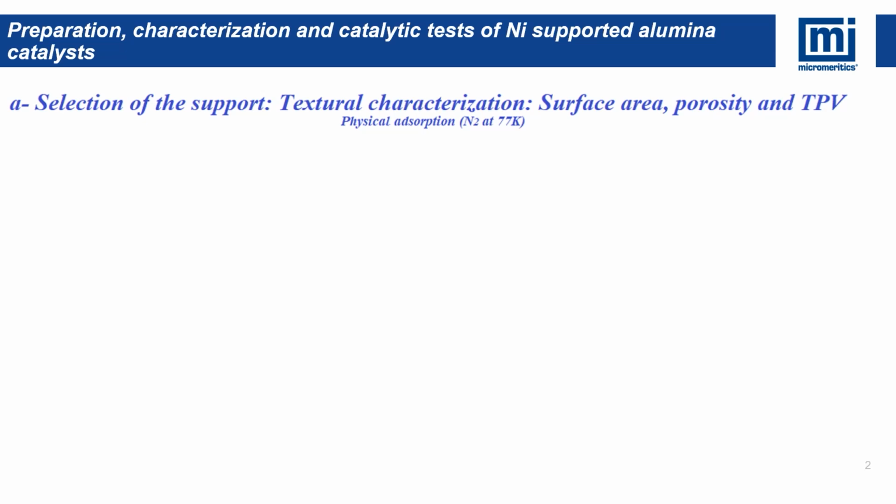Why is that? Because the monolayer from the surface area is going to give us information about the amount of active metals we can support. The porosity, or the pore size, is another very important characteristic of the support that is going to control the diffusion of the reactant molecule into the surface area.